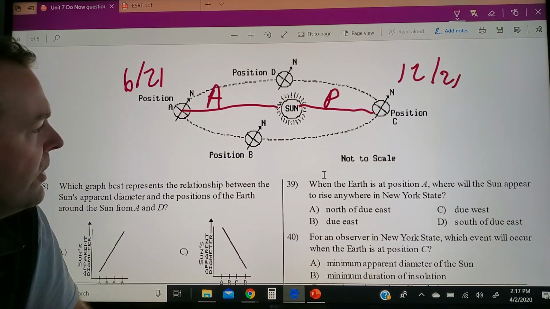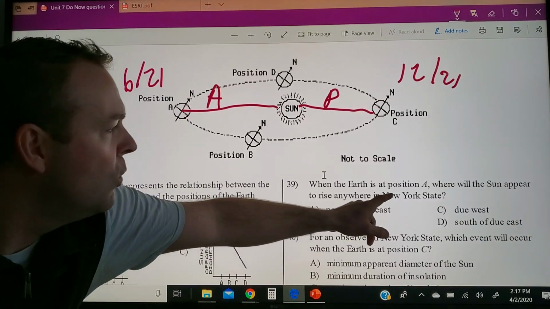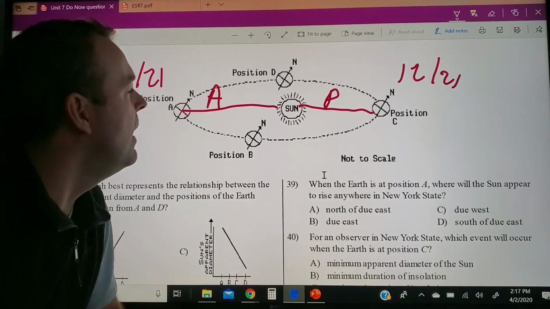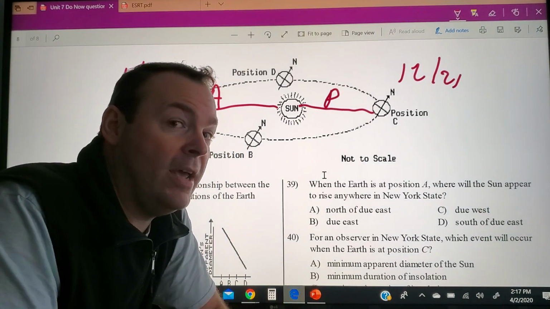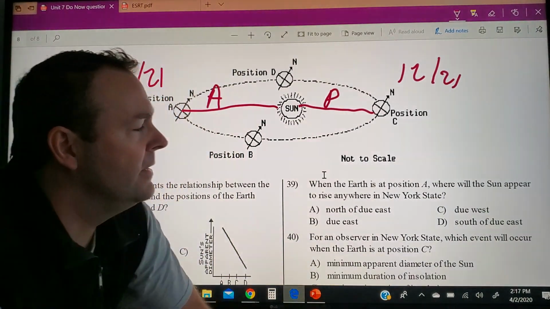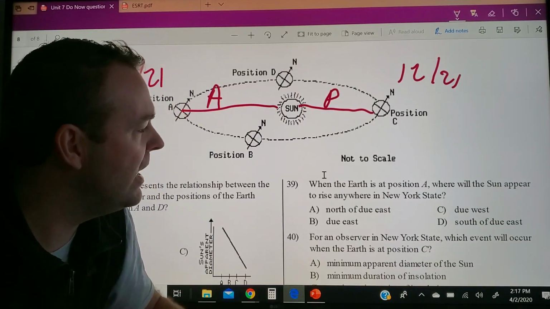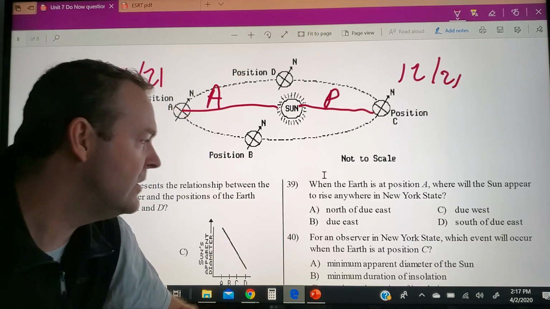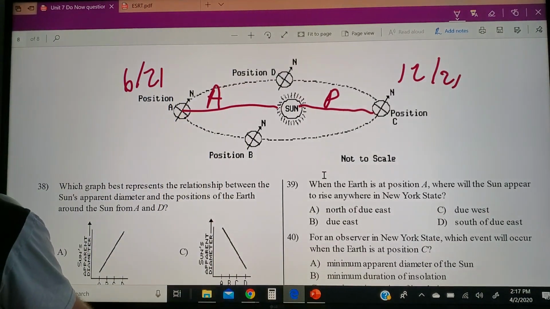39, when Earth is at position A, right, there's summer solstice again. Where will the Sun appear to rise in New York State? So during summer solstice, that's not an equinox day. It's not going to rise due east. It's going to rise slightly off of east. And in the summer, it rises north of east, and in the winter it will rise south of east. And that north of east path gives you a longer path.